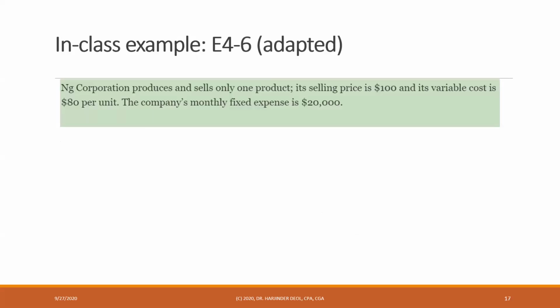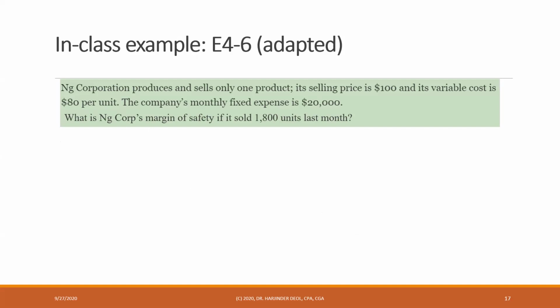Looking at example E4-6 that's adapted. We were still looking at Nye Corporation, which produces and sells only one product. Selling price is still $100 and the variable cost is still $80 per unit. The fixed expenses haven't changed from $20,000. What is Nye Corporation's margin of safety if it sold 1,800 units last month?